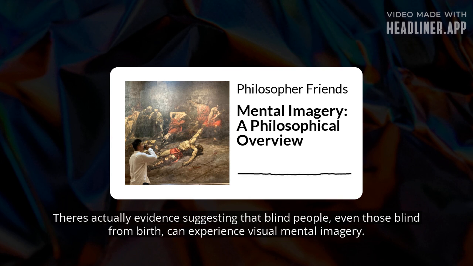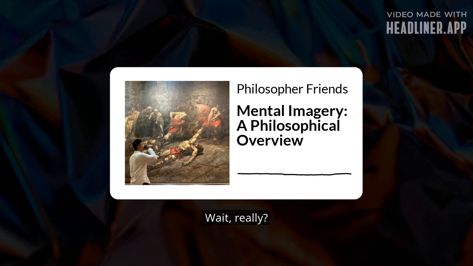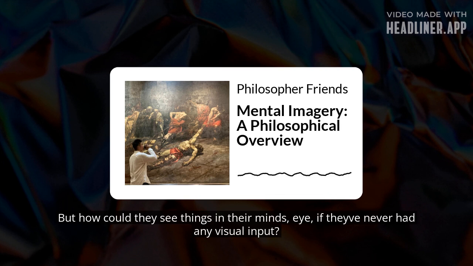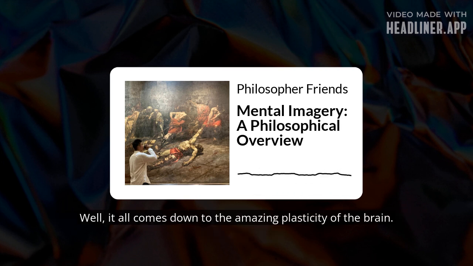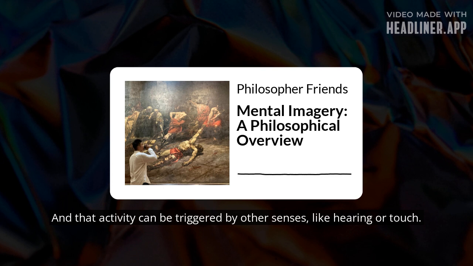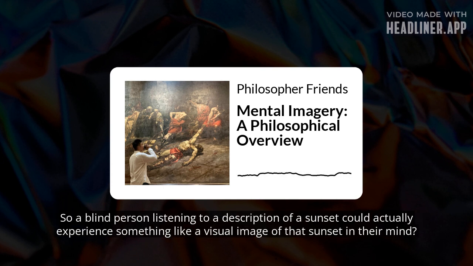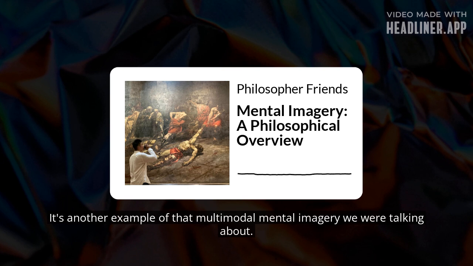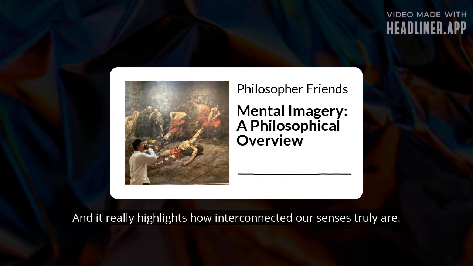There's actually evidence suggesting that blind people, even those blind from birth, can experience visual mental imagery. Wait, really? But how could they see things in their mind's eye if they've never had any visual input? Well, it all comes down to the amazing plasticity of the brain. Their visual cortex, the part of the brain that processes sight, can still be active even without input from the eyes. And that activity can be triggered by other senses, like hearing or touch. So a blind person listening to a description of a sunset could actually experience something like a visual image of that sunset in their mind. That's the idea. It's another example of that multimodal mental imagery we were talking about, and it really highlights how interconnected our senses truly are.